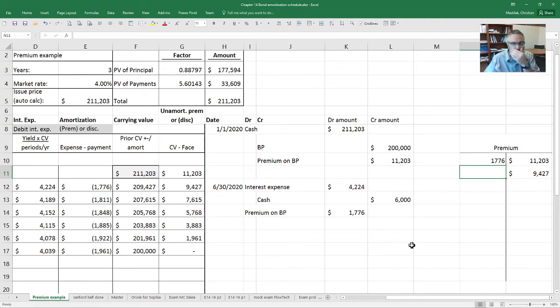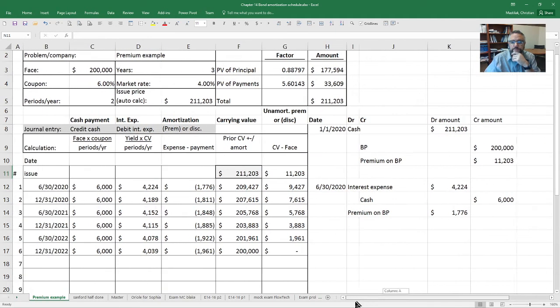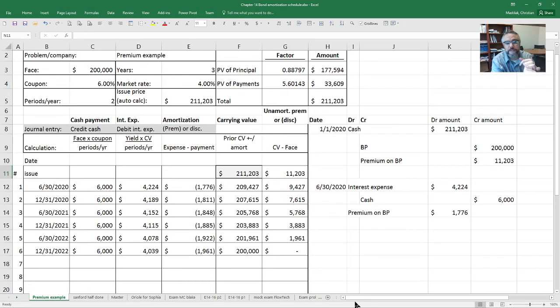All right, so what does this mean? Remember why we have a premium. We have a premium because the market only needed to earn, or only demanded to earn, a 4% rate of interest, but the company, when they wrote up their paperwork, was willing to pay 6%. So the actual rate of interest that the company is incurring is lower than the cash payments, and we see that the cash payments are $6,000. The interest expense is only 4% of 211, or 42.24, and so this premium is really a reduction in interest expense. Our cash payments are greater than the interest expense that we bear, and so that's why we see our interest expense is lower than the cash.